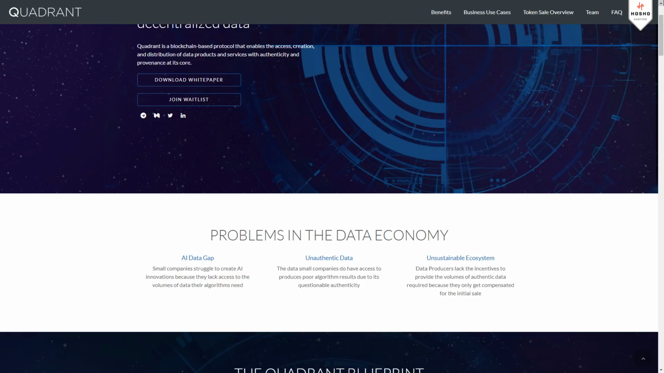Quadrant aims to solve this problem by providing a blueprint for mapping disparate data sources. It will support proof of data authenticity and provenance via data stamping, the creation of constellations, data smart contracts for disparate data sources, and fair remuneration and incentive sharing.